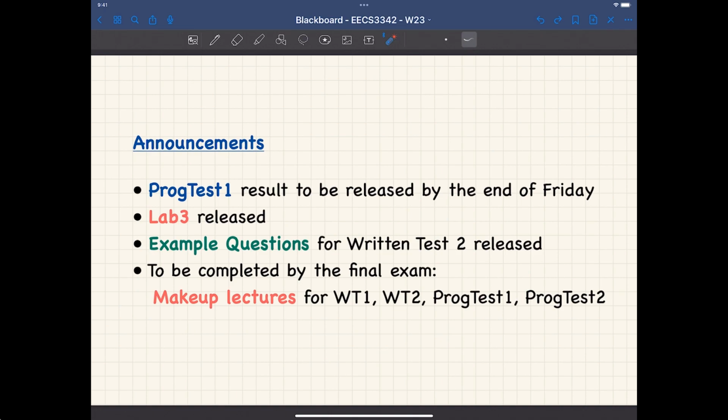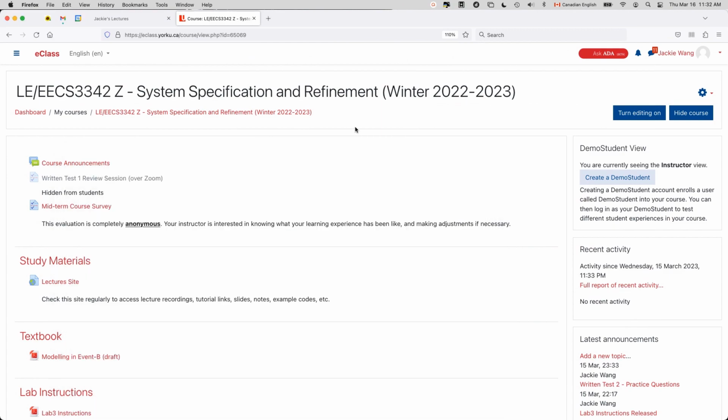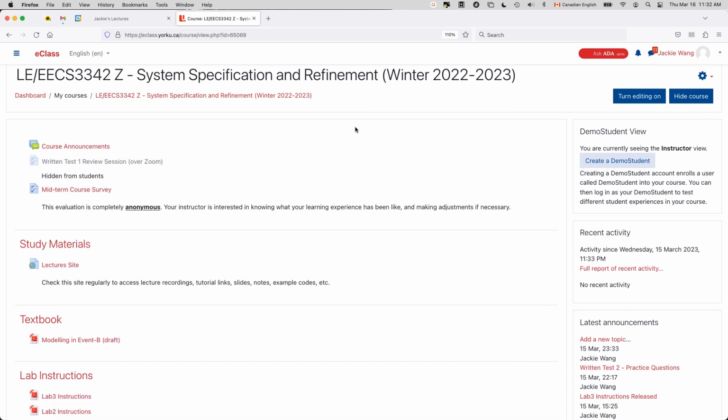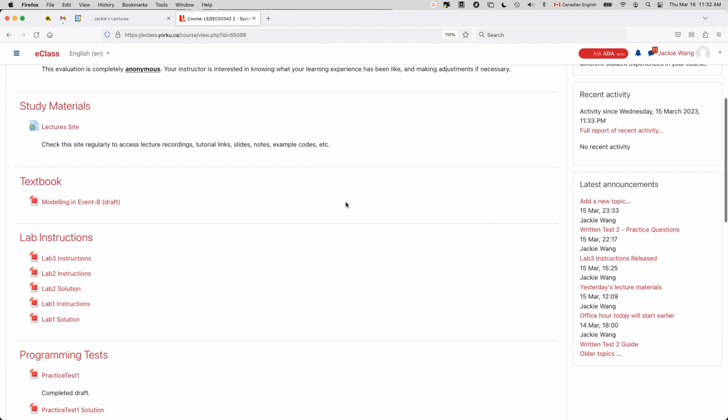And for your lab number 3, okay, it has been released. I know you got very busy preparing for your written test number 2, but lab number 3 is also very relevant to the final programming test that you're going to have later, right? Not a very distant future, so you definitely want to get started with that. I'll show you what you should really pay attention to.